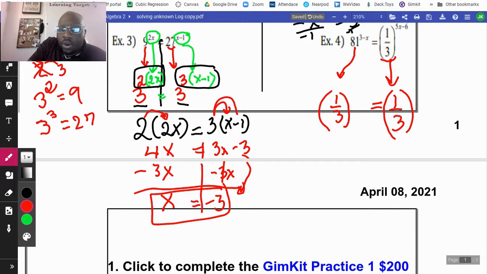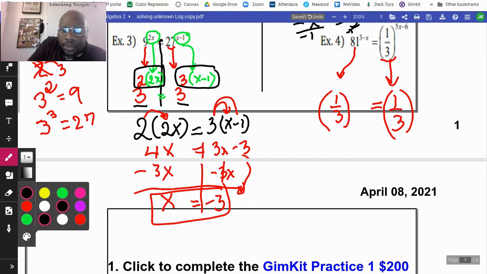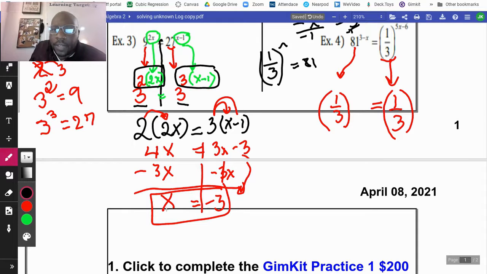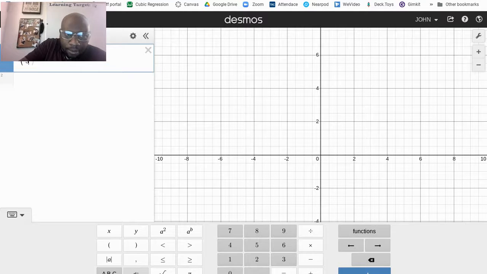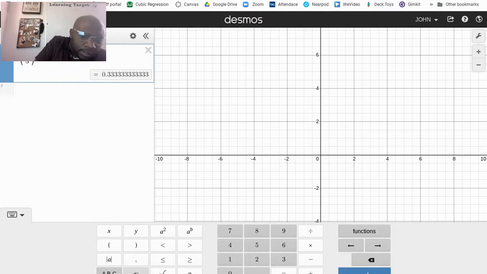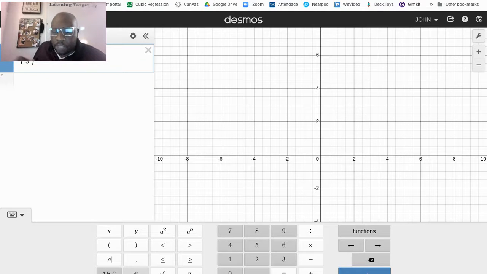Now, let's go on the side work. Do some side work. 1/3. How do I get that? What number should I put here to get that to 81? That's a good question. Well, I have something called Desmos. Let's go to Desmos. Let's put a 1/3, 1 divided by 3 and close the parentheses and raise it to the unknown variable, unknown exponent.